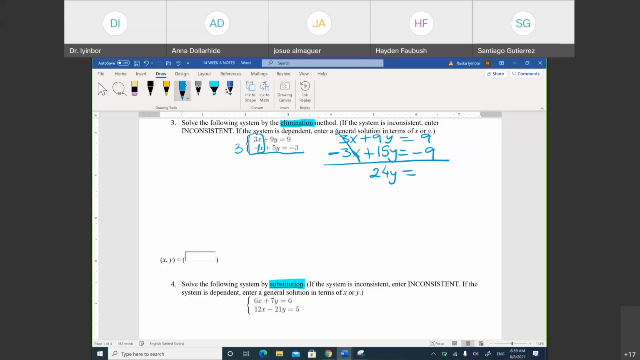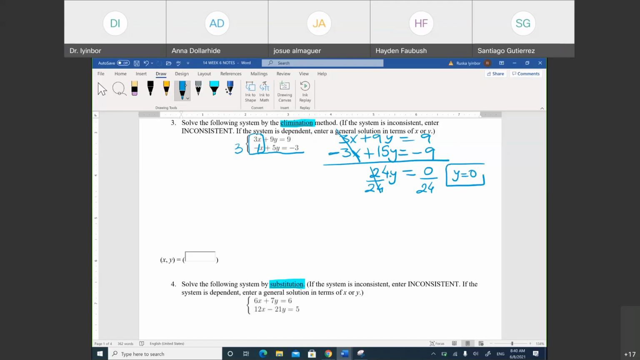That's 0. Okay? So we have, see, when x cancels out, you have an equation with y. And you're going to solve this equation and find what y equals. How you solve it? Between 24 and y, there is a multiplication. So what I'm going to do, I'm going to divide by 24, both sides. And then that's going to give me y equals 0.